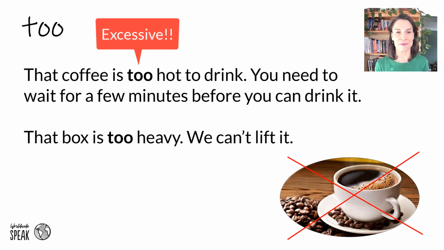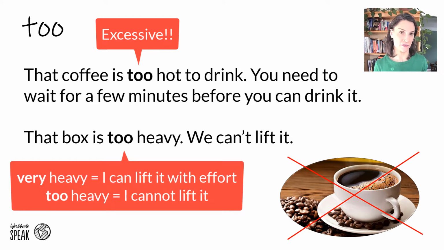Here's another example. That box is too heavy. We can't lift it. So if I say the box is very heavy, then I can still lift the box with effort, but when I say it is too heavy, I can't lift it. It is excessively heavy, and now I can't lift it.